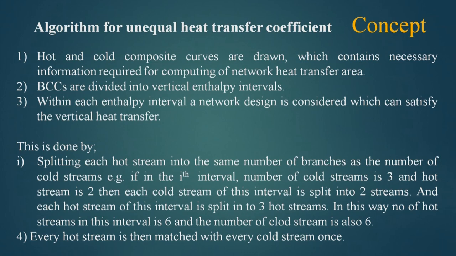What is that manipulation? Splitting each hot stream into the same number of branches as the number of cold streams. That is, if in the ith interval the number of cold streams is 3 and hot streams is 2, then each cold stream in this interval is split into 2 streams, and each hot stream of this interval is split into 3 streams as the number of the cold streams. In this way, the number of hot streams in this interval becomes 6, and also the number of cold streams in this interval becomes 6.